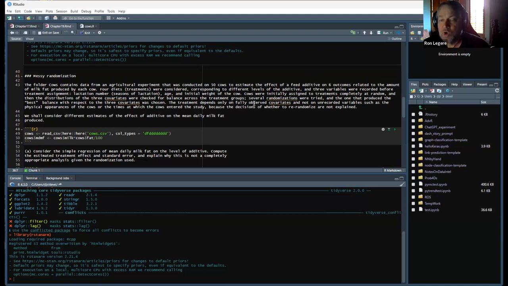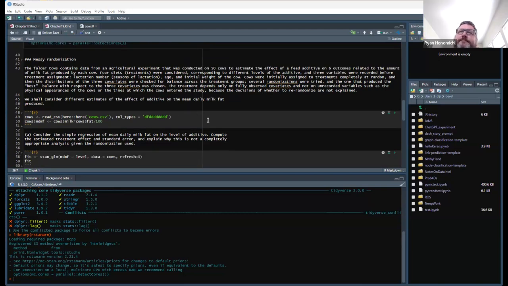Now he's assumed that the treatment depends only on the fully observed covariates and not on some unrecorded variables, such as the physical appearance of the cows or something else. So that's what we're supposed to assume, I presume. Right. And we have to assume that because the decision of whether to randomize was not explained. So we don't know why they did that. Probably shouldn't have.